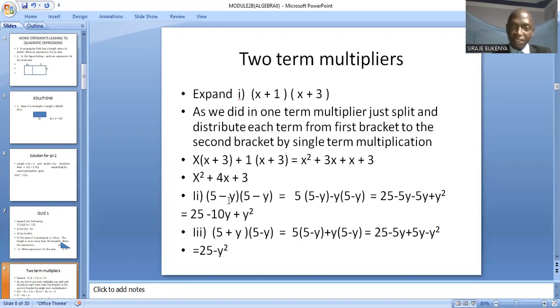You can try 5y times 5 minus y times 5 minus y. Do the same thing, open brackets, and you do it as if it's a one-term multiplier, and then you can get your answers like that.